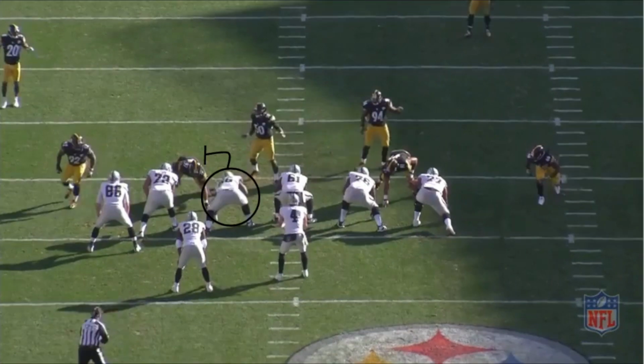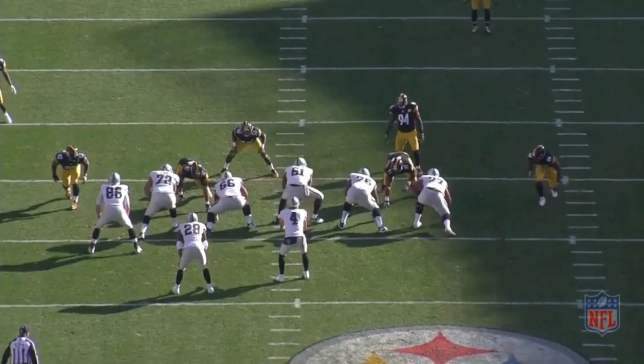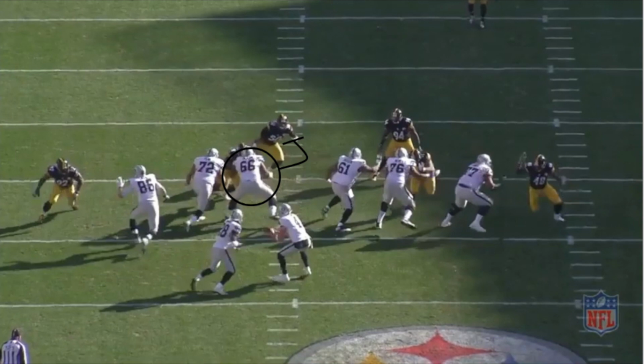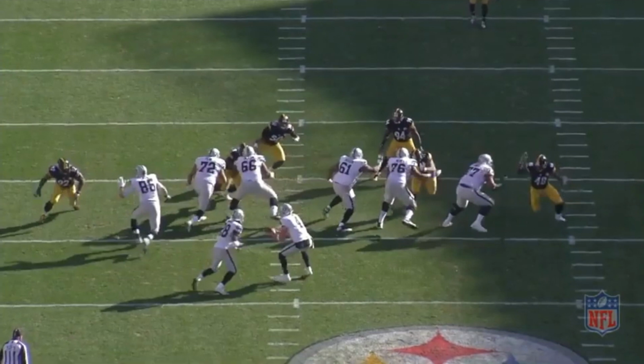In this case, we can see left guard Gabe Jackson is covered by a 3 technique. He will initially block and then be assisted by left tackle Donald Penn before Jackson moves to the second level to block the linebacker.